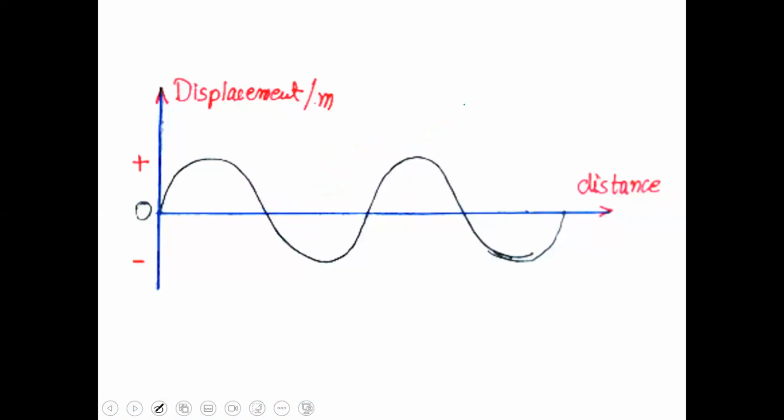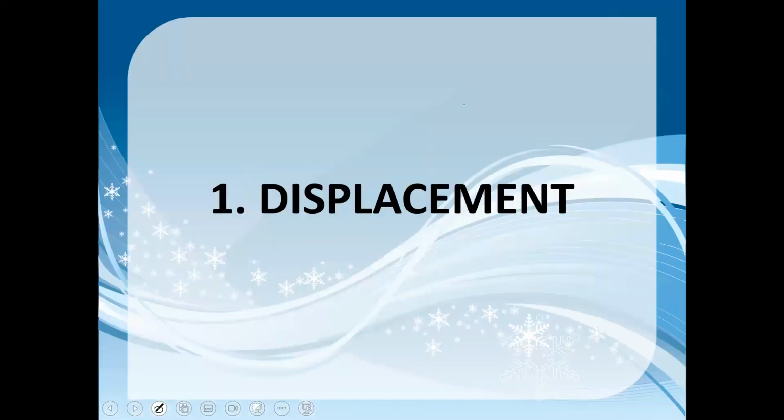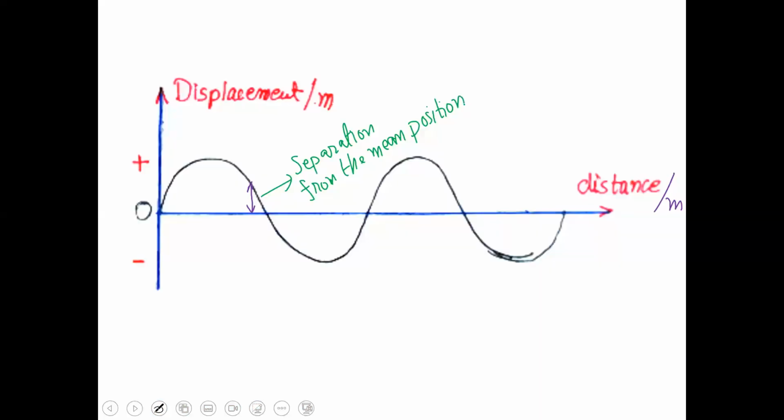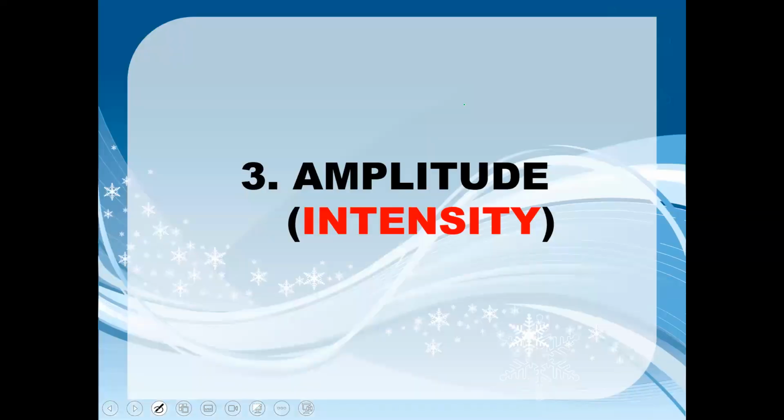Now, distance is the general terminology. Distance means how long the wave travels. And then amplitude, give the heading amplitude. It is also called intensity. Done.